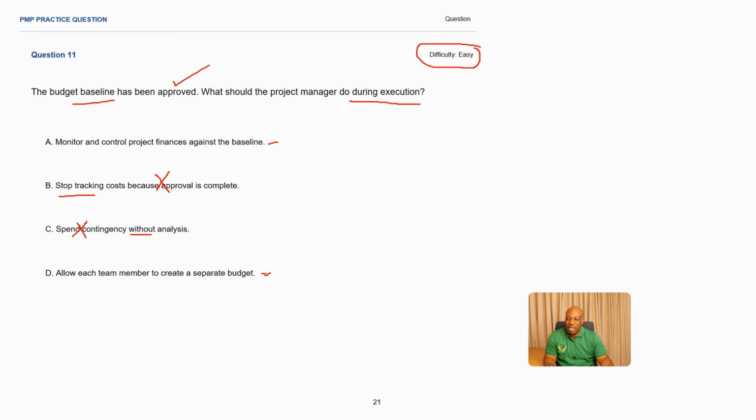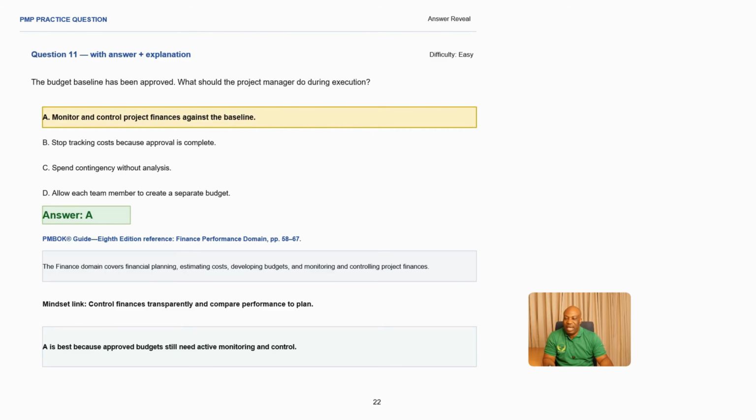So this is a baseline which has been approved, and now we are controlling the baseline. And then on D, allow each team member to create a separate budget. So this is not linked to the baseline. So obviously, we are going to eliminate this, making A the best answer in this scenario. So A is the best answer. Monitor and control project finances against the baseline.